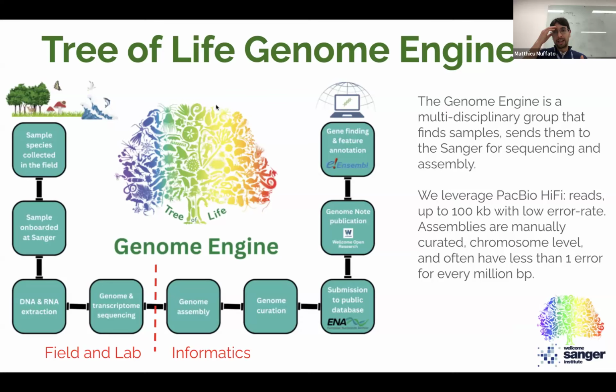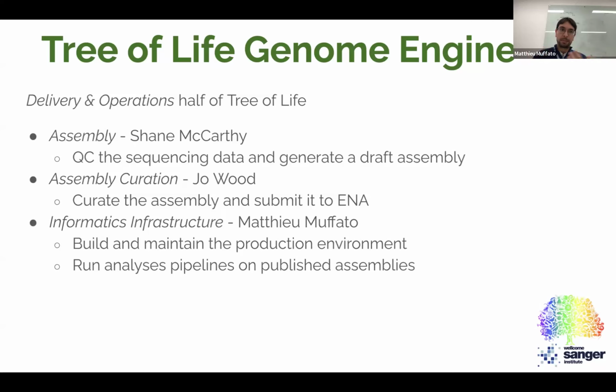So to sequence a species, it's a complex chain of people working together, starting with sampling species in the field, sending them to Sanger for DNA extraction and sequencing. My interest is in the informatics part, so everything that starts from genome assembly, because that's where we've got the informatics pipelines happening. We're organized in 3 teams. First, there's the assembly team, who do the QC of the sequencing data and make a draft assembly. Then assembly curation will curate the assembly and submit it to ENA. And then my team enters, and we run the analysis pipeline on the published assembly.